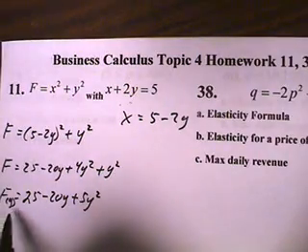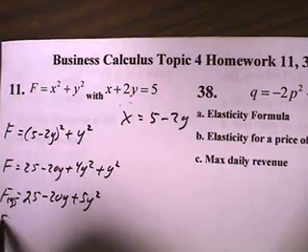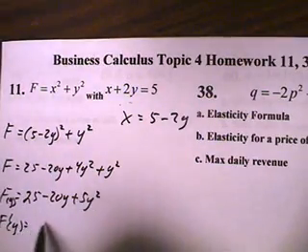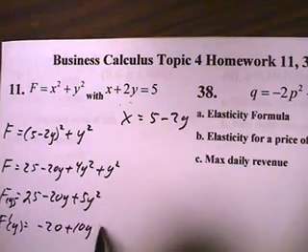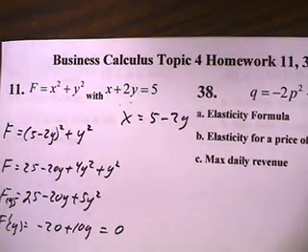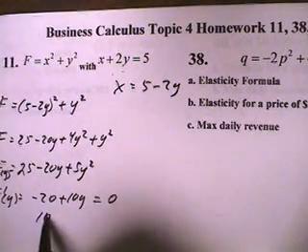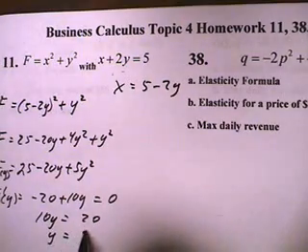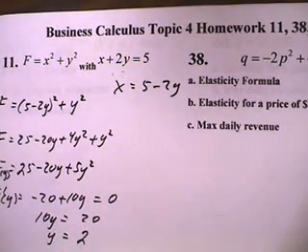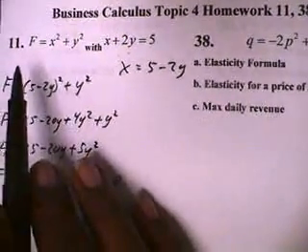Now from here, to maximize this, I want to take a derivative of this and set it equal to 0. So the derivative of this function with respect to y will be negative 20 plus 10y, and then set that equal to 0. Negative 20 plus 10y implies 10y equals 20, and 10y equals 20 implies that y is 2. So 2 would maximize our original function f of x.